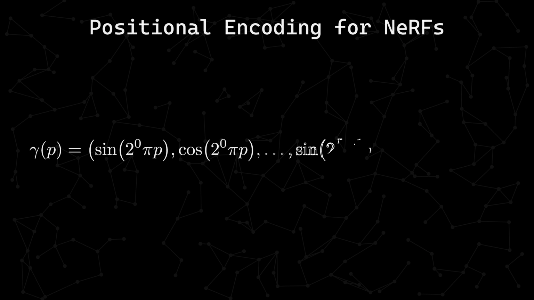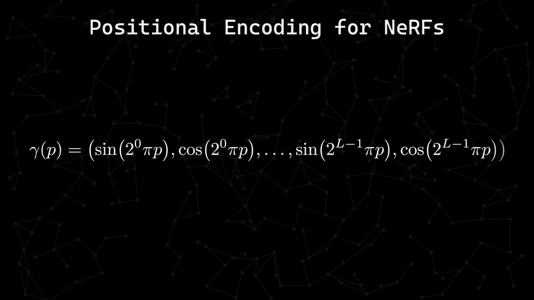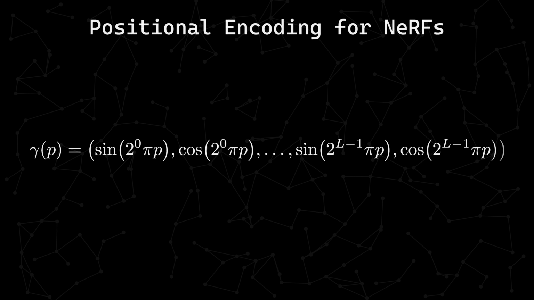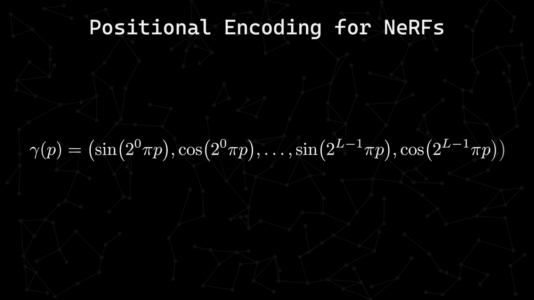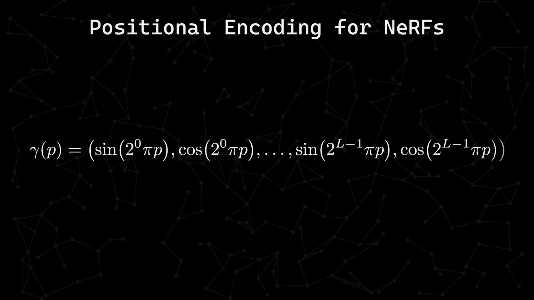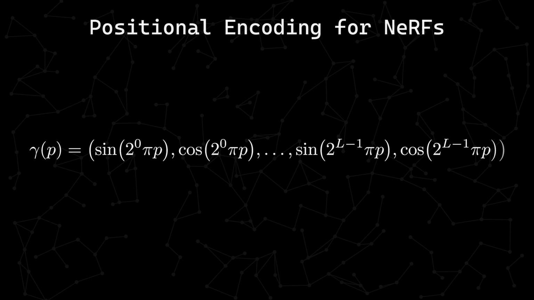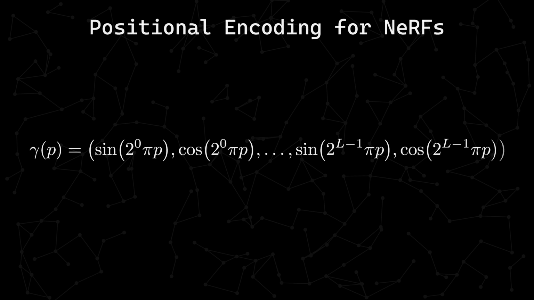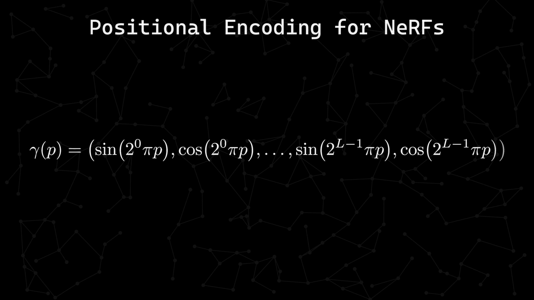What the authors did was use the sine and cosine functions while raising the factor that the input was multiplied with by a different exponent. The sine and cosine functions infuse higher frequency information into our input before passing it into our network. L is a hyperparameter that determines how much high frequency to add.